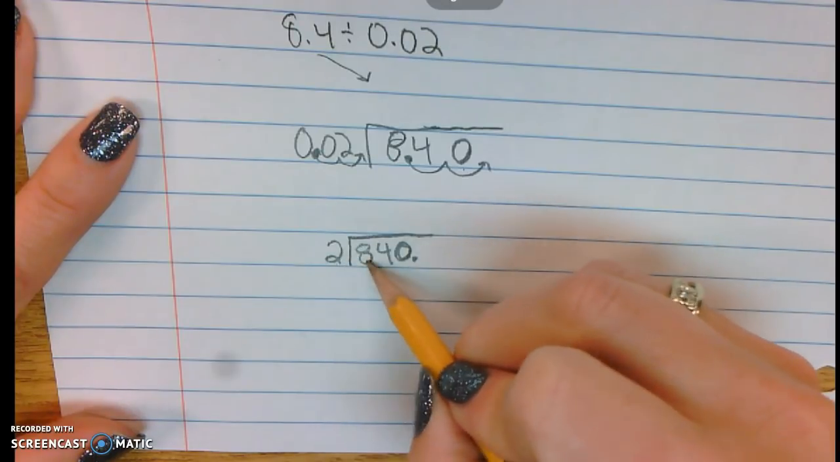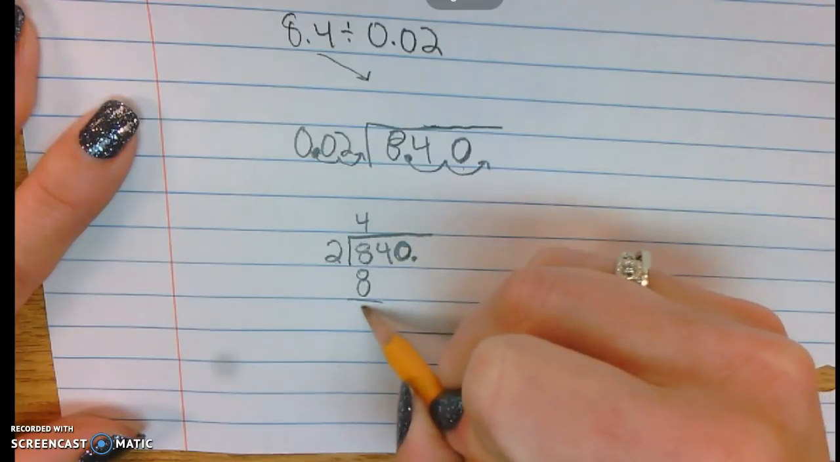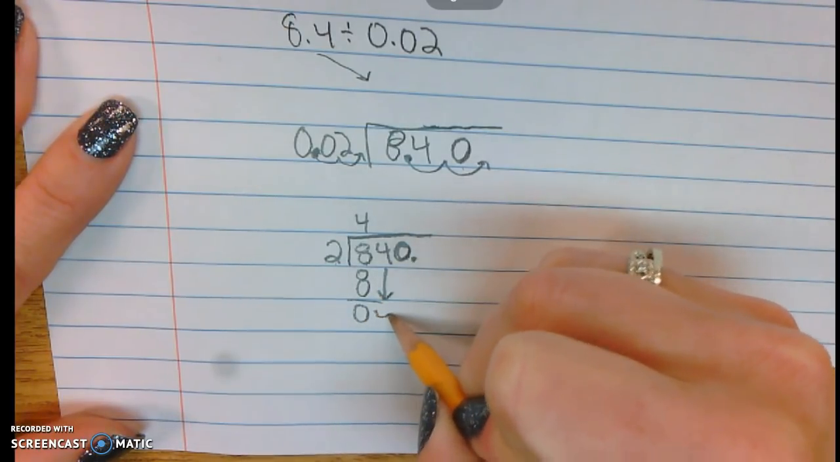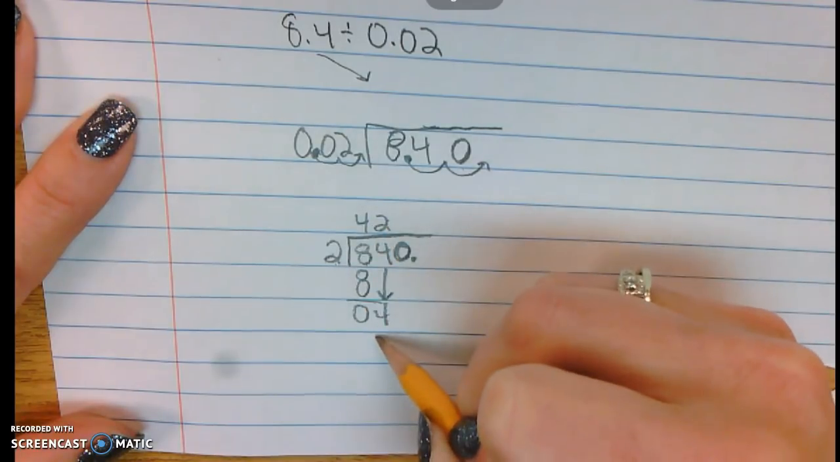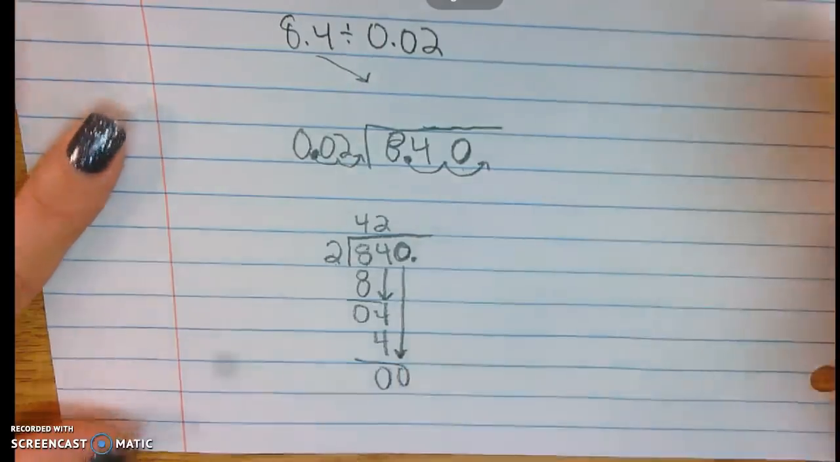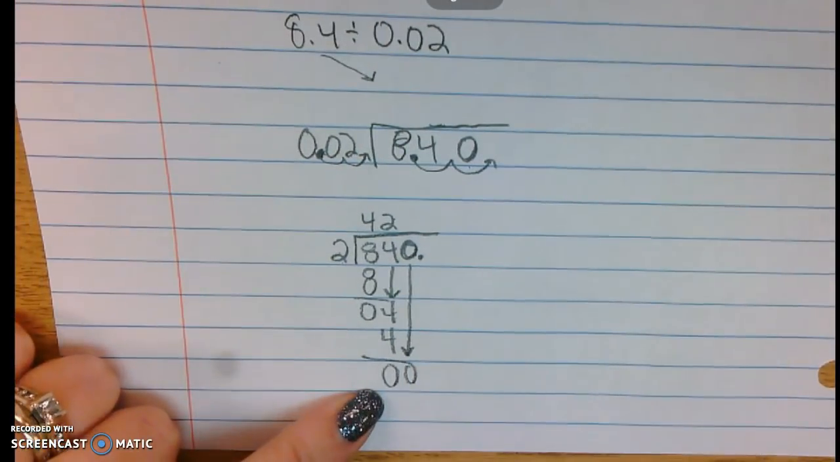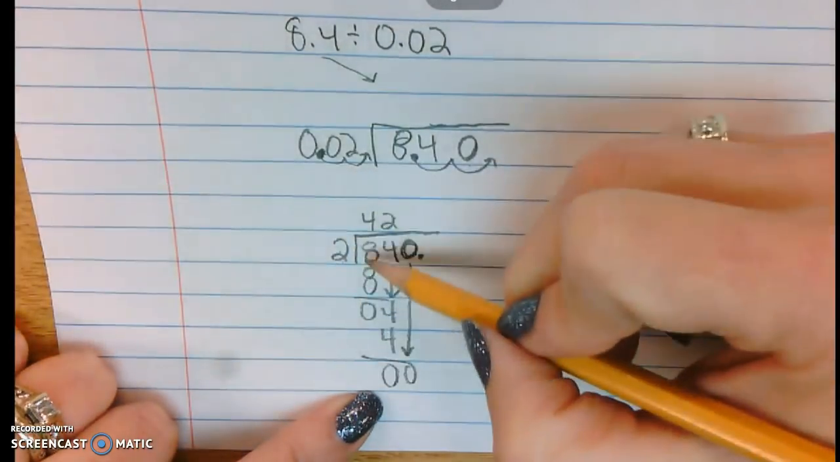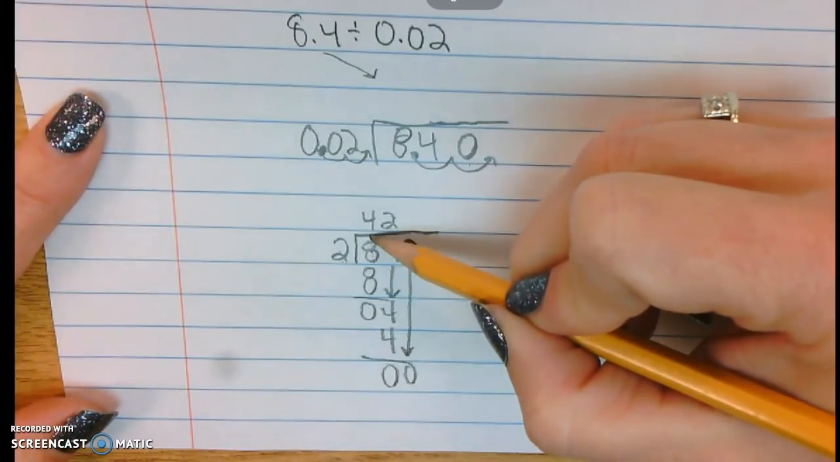How many groups of 2 can I make out of 8? 4. 4 times 2 should be 8. Bring down. How many groups of 2 can I make out of 4? 2. Bring down. Now, do I need to put something here? How many groups of 2 can I make out of 0? Yes, I have to have a number above every number in my dividend.